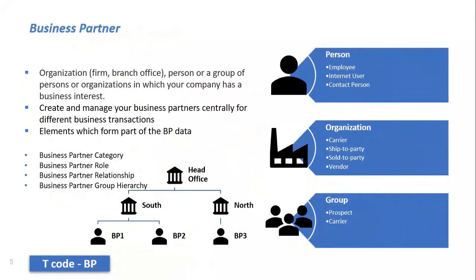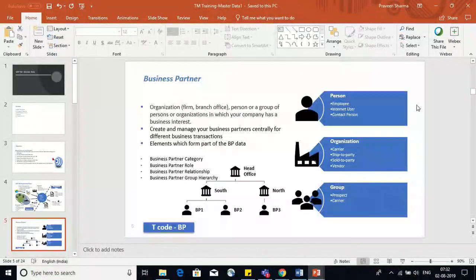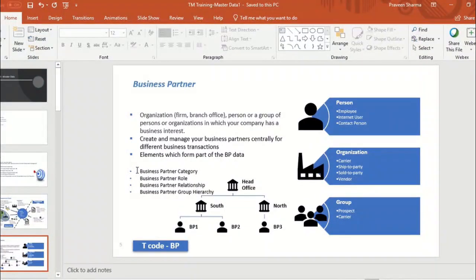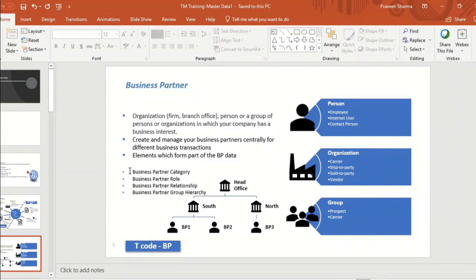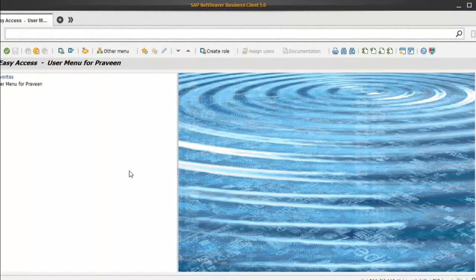Okay. So coming to the business partner. Parallelly, we'll do one thing, I'll open the system as well. Business partners are the organizations, persons or groups with whom a company has a business interest. So what kind of business partners can a company have? A company can have customers, carriers, vendors. So like this, there are multiple types of business partners. Let's see in the system how a business partner is created.